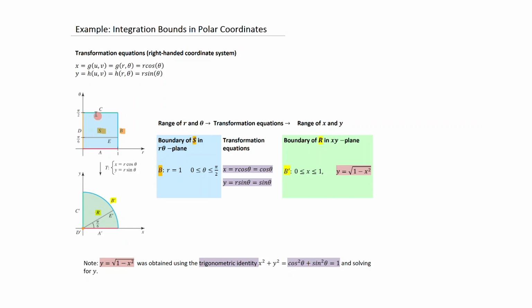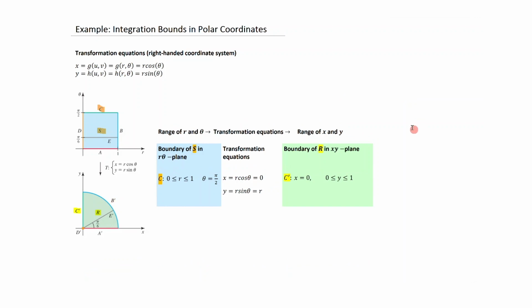So the next line is this one. How does this line transform? In this case, r is ranging from 1 to 0, whereas theta is held at pi over 2. If we go back to the transformation equations and substitute in pi over 2, then this term becomes 0, and this just becomes r for theta equal to pi over 2. So in this case, x equals 0, and y ranges from 0 to 1. That's this line that we see here, along the y-axis.